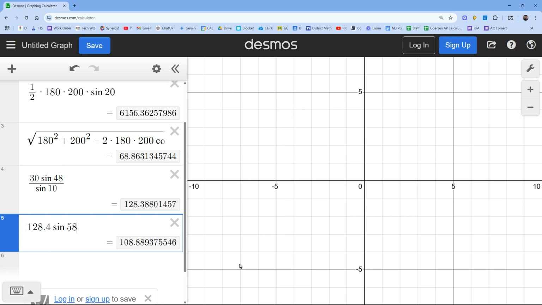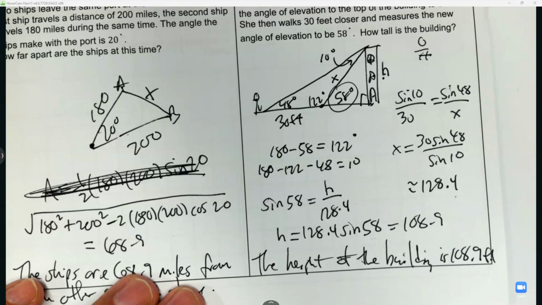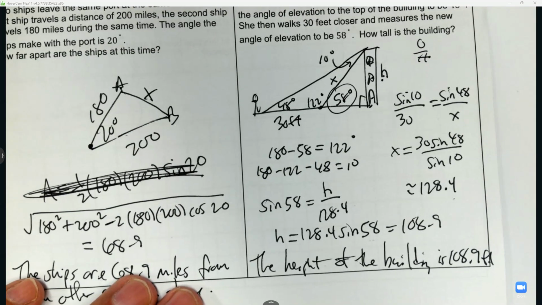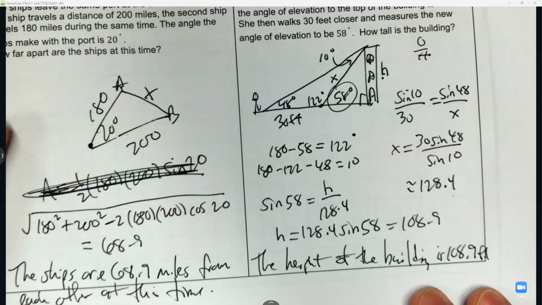So the height of the building is, we say it's 108.9 feet. Tall building. Turn the page. Another story.